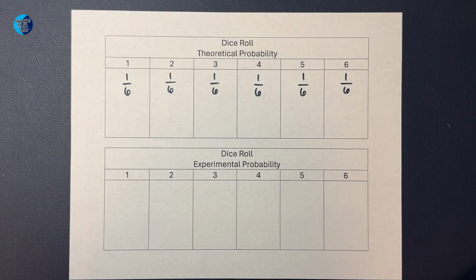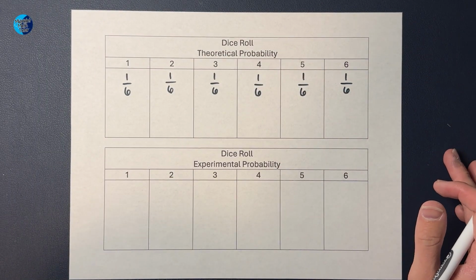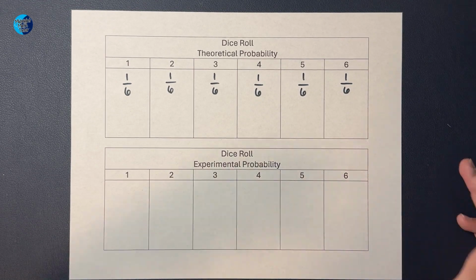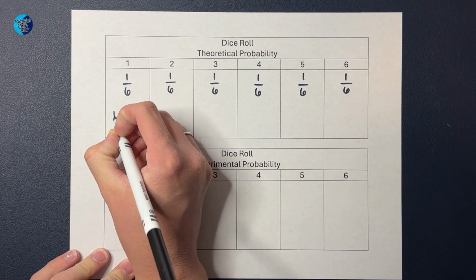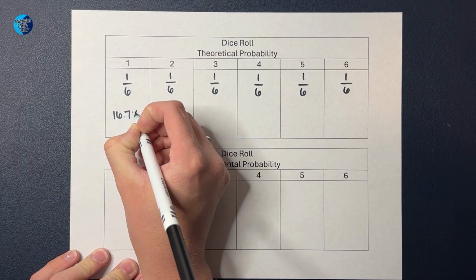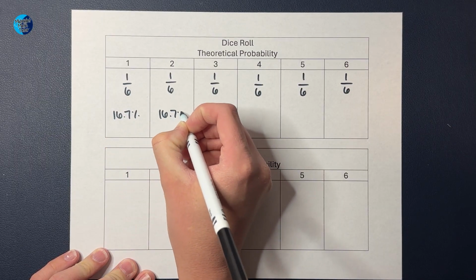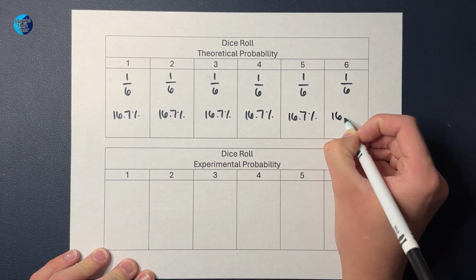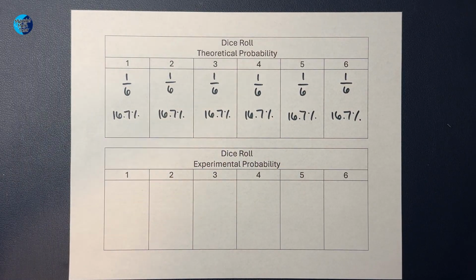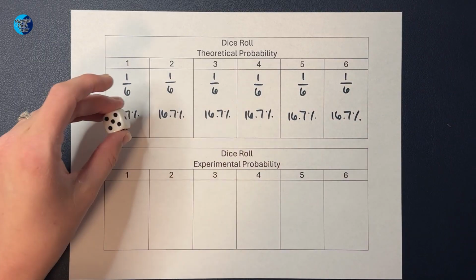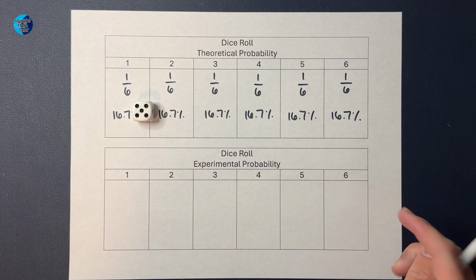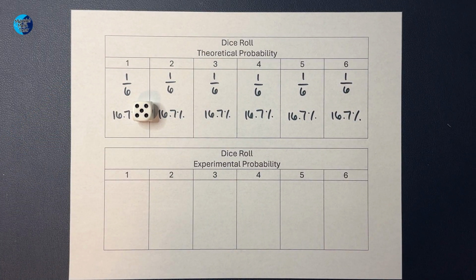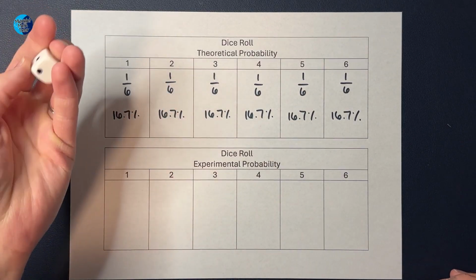Now we can write probability as a fraction, a decimal, or a percentage. Let's go ahead and just write this as a percentage. It would be approximately 16.7% for each of these. So in a perfect world, if I roll a dice 6 times, I should get each number once. But guess what? We don't live in a perfect world. So let's go ahead and see what happens if I roll this dice 6 times.